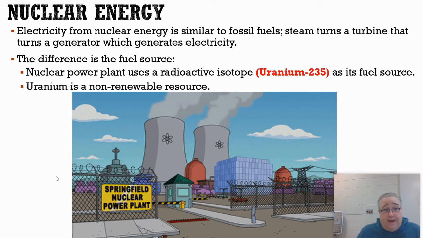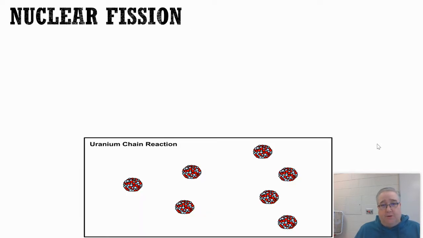Now, in nuclear energy, we use a radioactive isotope called uranium 235. Uranium 235 is a nonrenewable. It's something that needs to be mined for. So there are some mining issues, as far as pollution goes. But we have to acquire this particular fuel source, and we can use it to help us produce electricity.